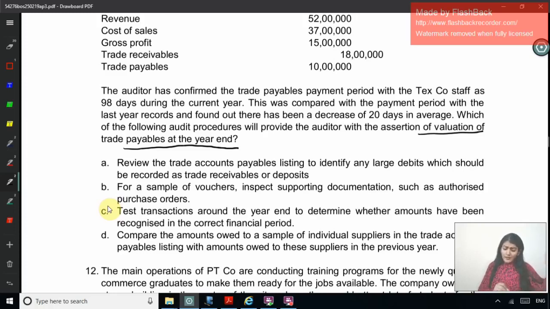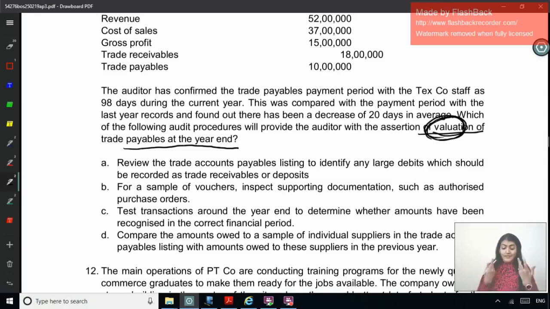Right, so review the trade accounts payable listing to identify any debits which should be shown as receivable. So whether any debtor creditor has been set off, that is what they are saying, but that won't give me evidence regarding valuation. Right, for a sample of vouchers, inspect the supporting documentation such as authorized purchase order. Again, I think valuation, no evidence I'm getting. Test transactions around the year end to determine whether amounts have been recognized in the correct financial period. So again, cut off, so year end and correct financial period.